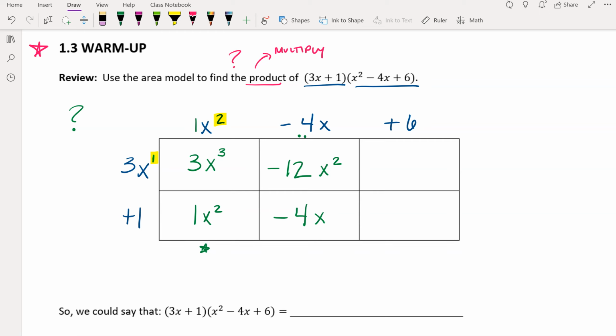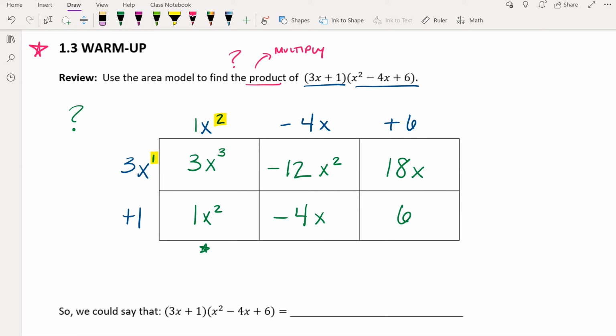So we have 3x times 6. So 3 times 6 is 18. And then we still have an x because there was an x on the 3. And we're going to do 1 times 6, which is just 6. Okay, cool. We are so close to being done with our multiplication.